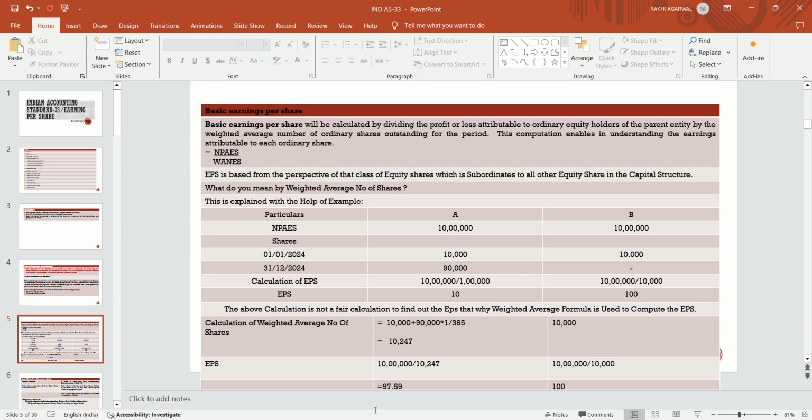10 lakh divided by 10,000 becomes 100. So that's why the weighted average number of shares is important to calculate. If the standard did not talk about the weighted average number of shares, the company would directly add the total number of shares issued on whatever day and divide, so it would not reflect the correct EPS in the financial statement.